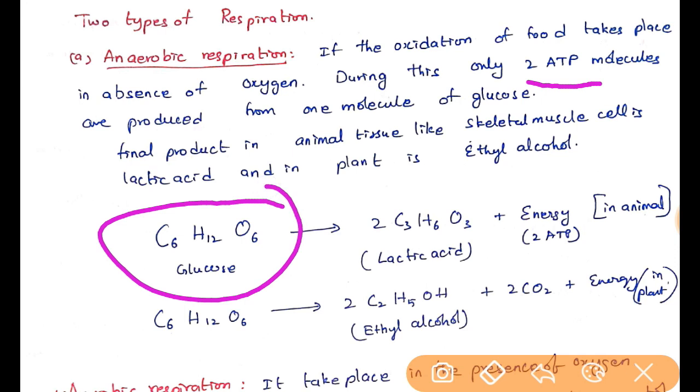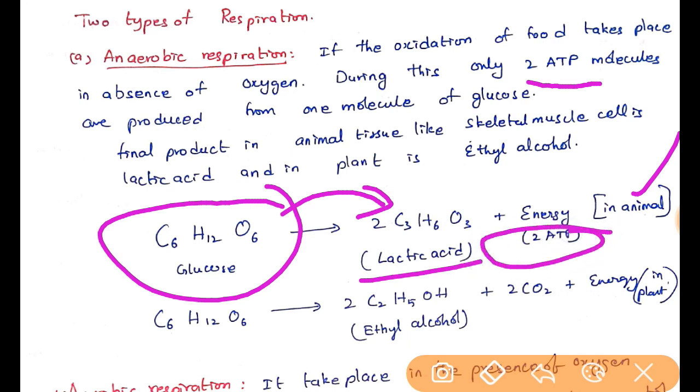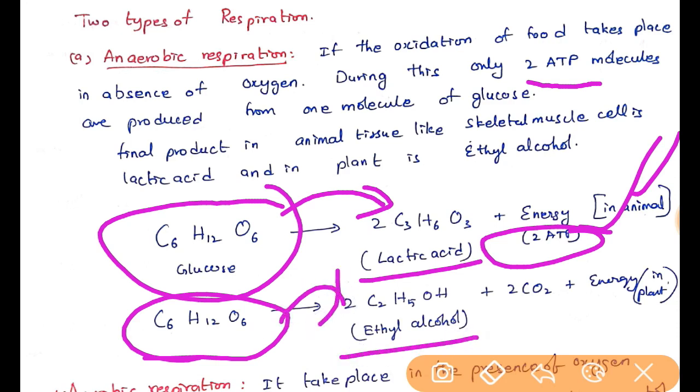C6H12O6, which is glucose, if it undergoes anaerobic respiration in animals, then lactic acid and energy of 2 ATP, adenosine triphosphate, are formed, friends. ATP is called the energy currency in animals. In plants, if anaerobic respiration happens, then C6H12O6 is converted into ethyl alcohol and CO2 and some energy, friends.